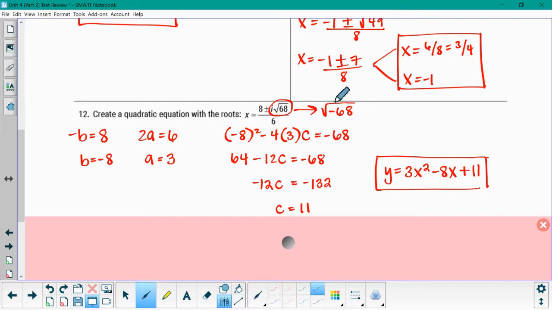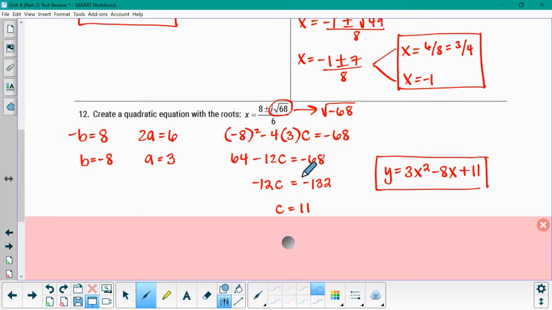Now, the discriminant of the quadratic formula is b squared minus 4ac. Well, we know most of these values. We know b is negative 8 squared minus 4. We know a is 3. We need to figure out what c is, but we know that the discriminant is equal to negative 68. So what I'm going to do is some simplification. I get 64 minus 12c equals negative 68.